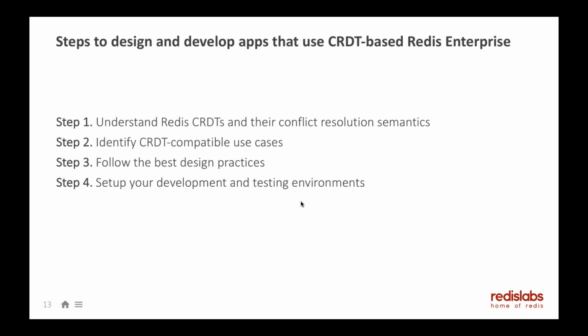Right, and the fourth step is setting up your development and test environment. I'll give you some scripts, and it's easy. I'll make your life easy. So all you have to do is just run those scripts in your environment, and that will pull all the Redis Enterprise images from Docker Hub, and it will set up a development and testing environment for you. I'll show you how to do that.